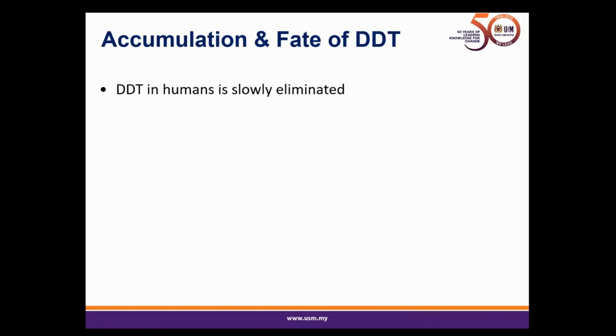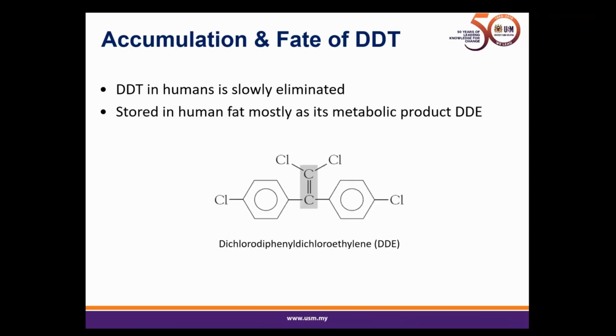If the DDT enters the human body, it is slowly eliminated. It is stored in human fat mostly as its metabolic product, which is DDE. The difference between DDT and DDE is at this carbon. The carbon now has a double bond, and this carbon is attached to only two chlorine atoms. This DDE is responsible for the malfunction of the production of calcium in birds or any organism that produces eggs. So it interferes with the production of calcium in eggs.